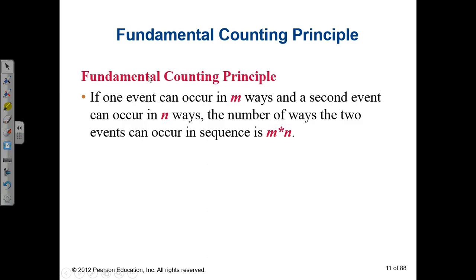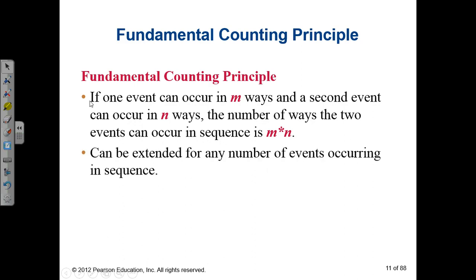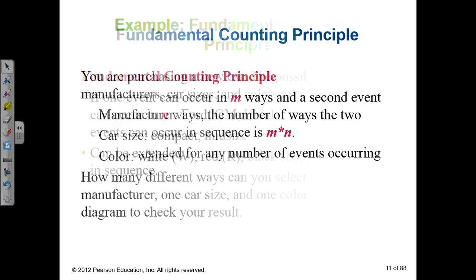Next, let's look at what's known as the fundamental counting principle. If you can do one event in m different ways and a second event in n different ways, then the number of ways that the two events can occur in sequence is m times n. And this can be extended for as many events as you need.